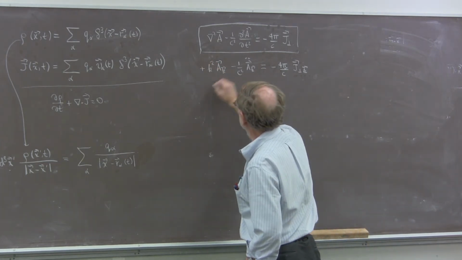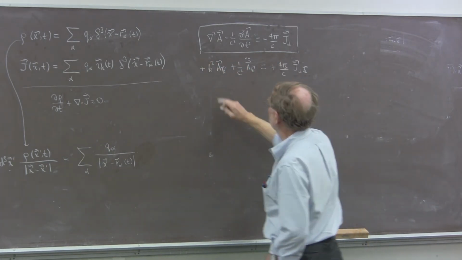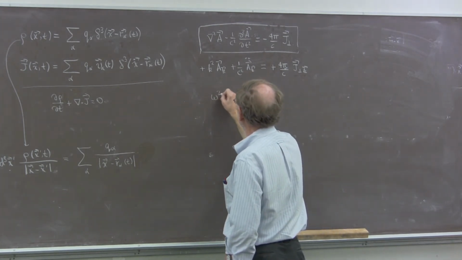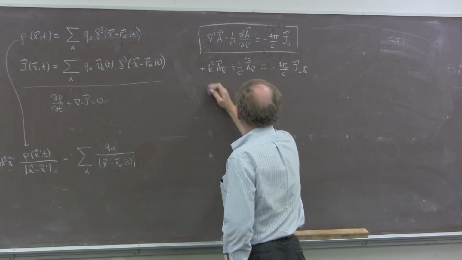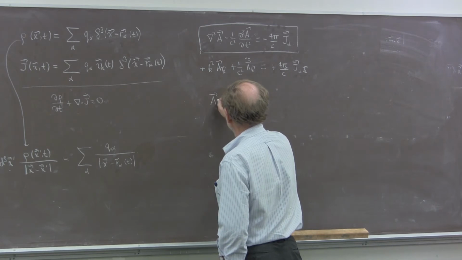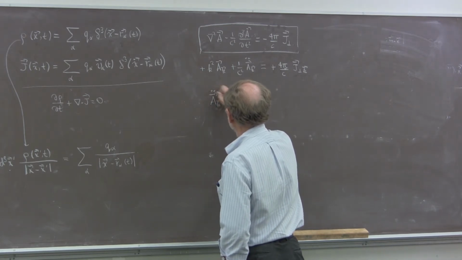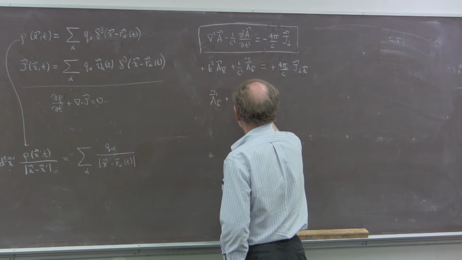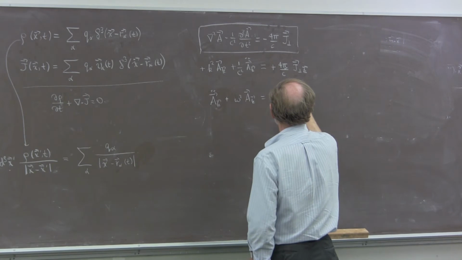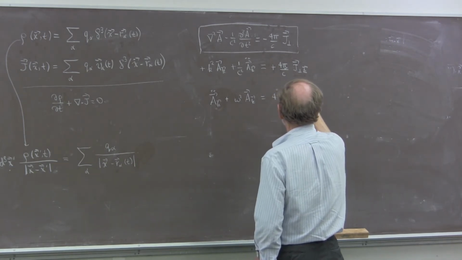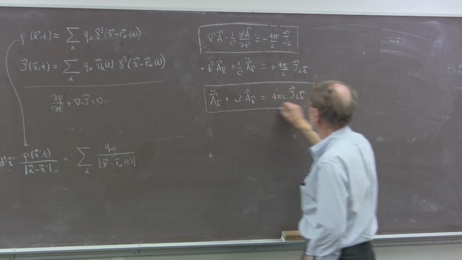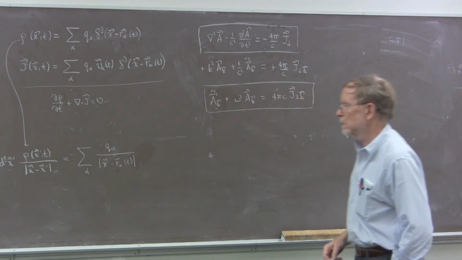I'll clean this up by changing signs, and I'll multiply through by c squared. If I use omega equals ck, this turns into omega squared. Let me put the a double dot term first. We have a sub k double dot plus omega squared a sub k equals 4 pi c times j sub perp k. And this, having gone over to k-space, is completely equivalent to the wave equation that we have now.